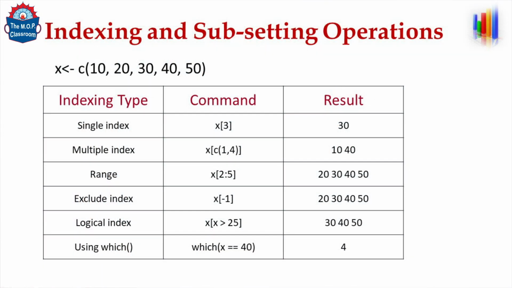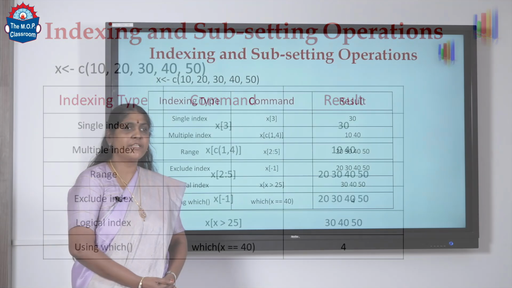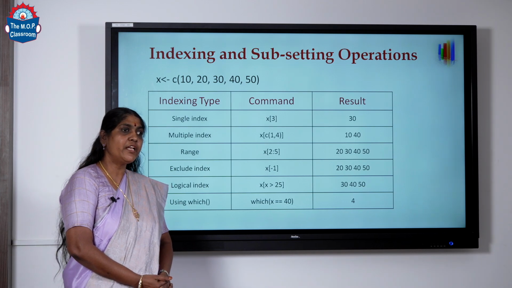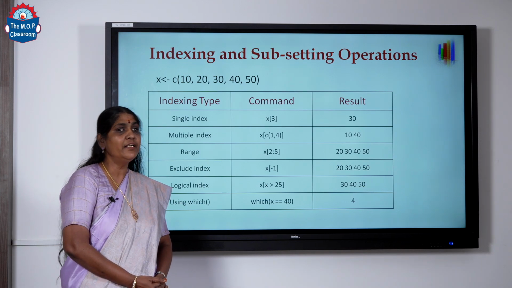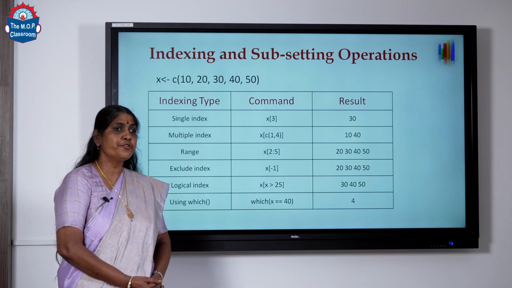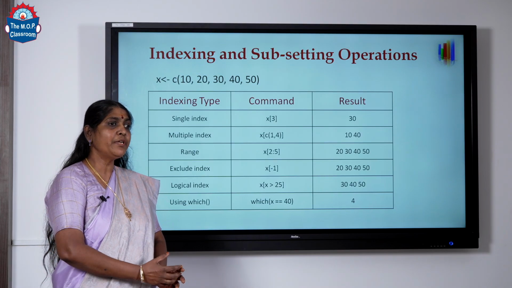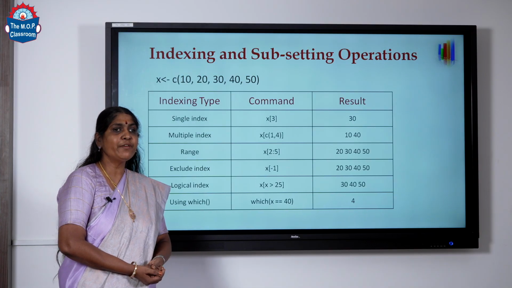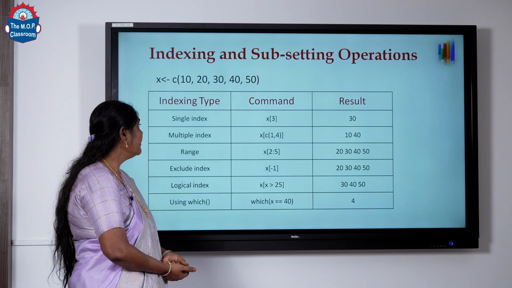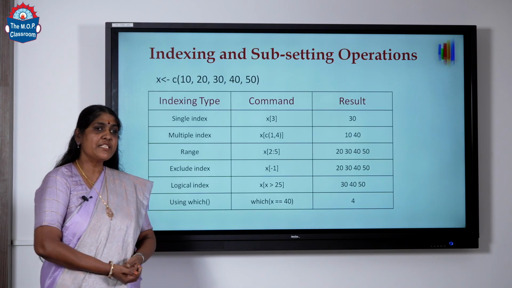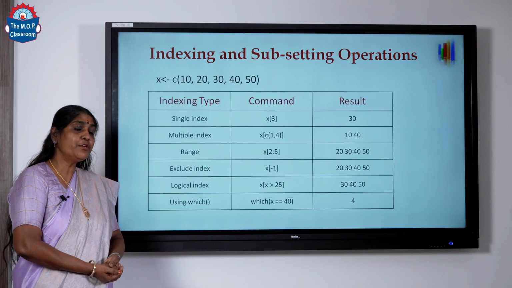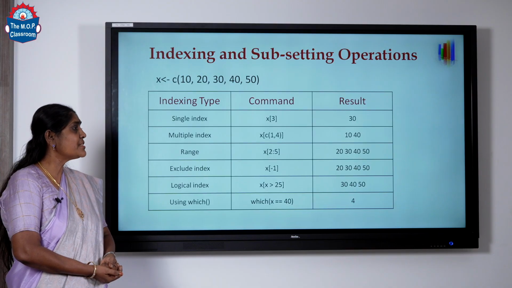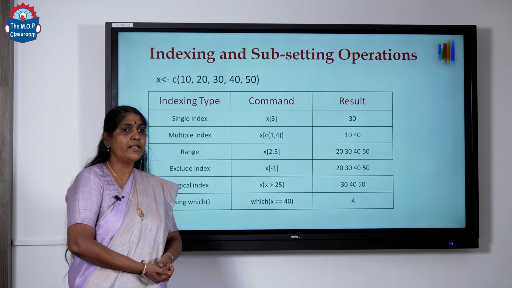The next set of operations that we can perform on a vector is indexing and subsetting. Indexing is used to point out one or more elements inside the vector, and the same is also used for subsetting. So, you can pick out a handful of data from the vector and create a new set. That is what we call subsetting. Here we can make use of single indexing, multiple indexing, ranging, and exclude indexing, as well as logical indexing and the which operation.